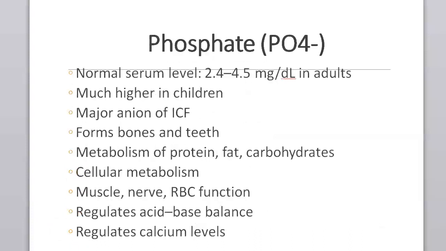And then phosphate. Serum levels are about 2.4 to 4.5 milligrams in adults, much higher in children. Major anion of intracellular fluid, forms bones and teeth. Metabolism of proteins, fats, carbohydrates, cellular metabolism, muscle, nerve, and RBC function, regulates acid-base balance, and regulates calcium levels.